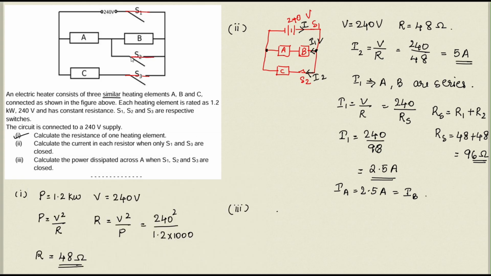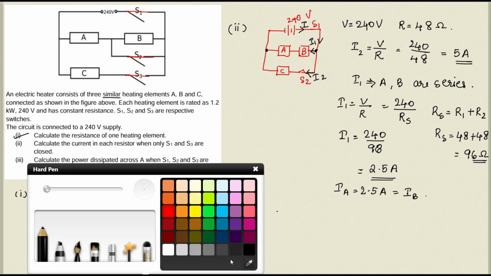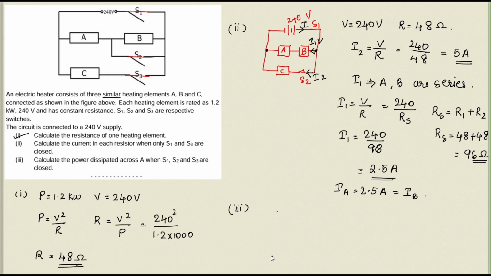S2 is also closed. So what will be the power dissipated? In the question it is already given that the power dissipated across each element is 1.2 kilowatts. So definitely the power dissipated at A is equal to 1.2 kilowatts, or in watts, 1200 watts. No problem. But we can calculate this.